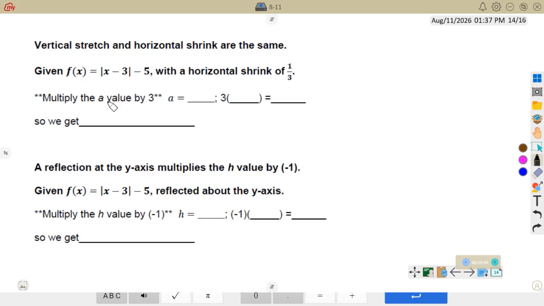Now, it says when we do this, we multiply the A value by 3. So what is our A value right here? 1. So it says 1/3, so we actually were using that bottom number. That's where that came from. Okay. All right, tough math question. I have calculators. What is 3 times 1? 3. So now we have this.